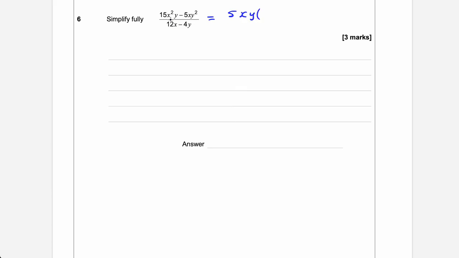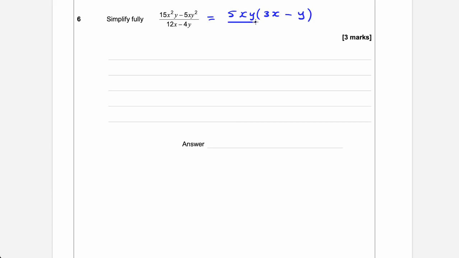I can only take out one because there's only one y here and only one x here. If I take out xy, what's left here? Well, I need the 3 to give me the 15, and I need another x to give me the x squared when I multiply. And here I need another y, and it's just 1, so it's like 1y or just minus y.